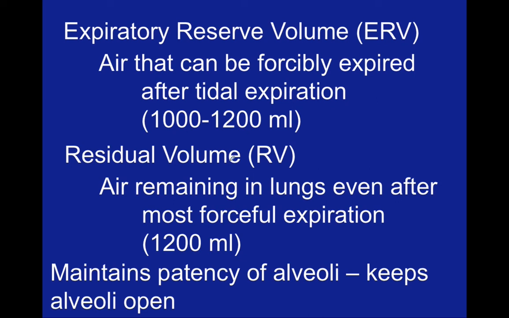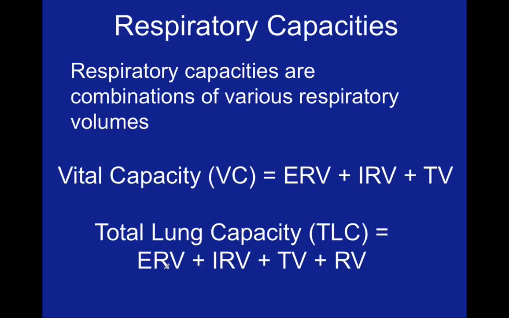So by taking all 4 of our lung volumes, we get what's known as the total lung capacity. That's the total amount of air that can fit in the lungs after a forceful inspiration. The total lung capacity is just one of our 4 capacities that can be calculated using our respiratory volumes. The total lung capacity, abbreviated as TLC, can be calculated simply by adding up all 4 of our other lung volumes: the residual volume, the tidal volume, the inspiratory reserve volume, and the expiratory reserve volume.